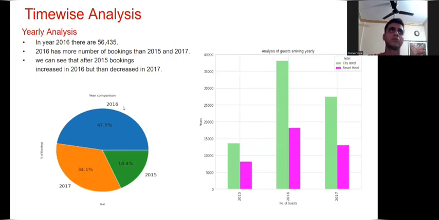Time-wise analysis. First we will see the yearly analysis. In 2016, the total bookings are 56,435. This means 2016 has more bookings than 2015 and 2017. So we can see that after 2015 bookings increased, but after that there is a decrease in 2017.